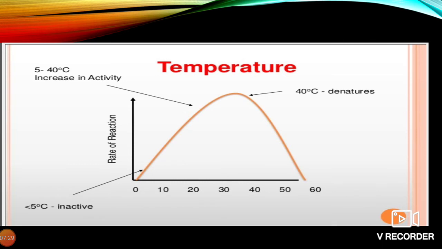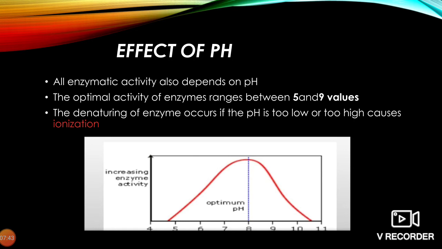As in the given image, when the temperature is between 5 and 40 degrees centigrade, enzymes work best. When it exceeds 40 degrees centigrade, it causes the denaturing of the enzyme.